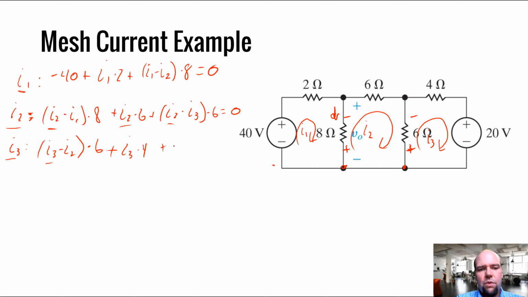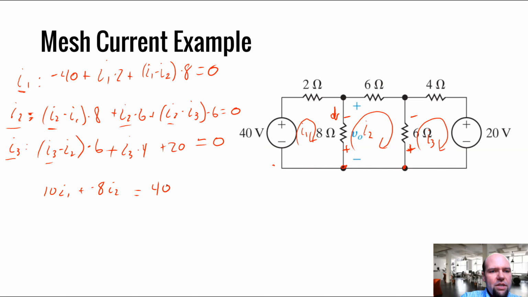And then plus 20 equals 0. Let's clean these equations up a little bit. Let's go to the first equation here. How many I1s do I have? I have 2 plus 8, so I have 10 I1s, and I have negative 8 I2s. And all that, we had a 40 on the left side. Let's flop it over so we get a 40.